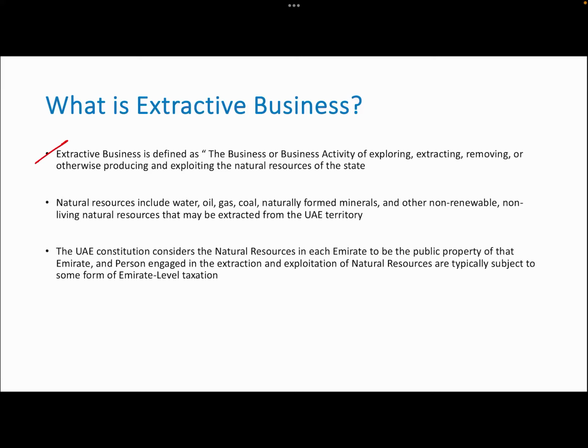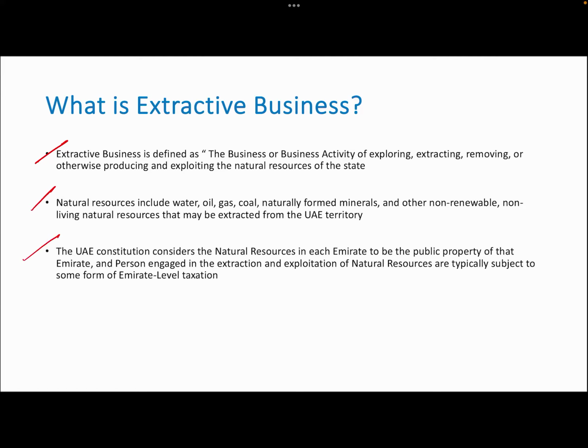The word extractive itself states it is nothing but extraction of the natural resources. Now, as you all know, the types of natural resources. Now, what does the UAE corporate tax tell about natural resources? What are the different types of natural resources? So natural resources include water, oil, gas, coal, naturally formed minerals, and other non-renewable, non-living natural resources that may be extracted from the UAE territory.